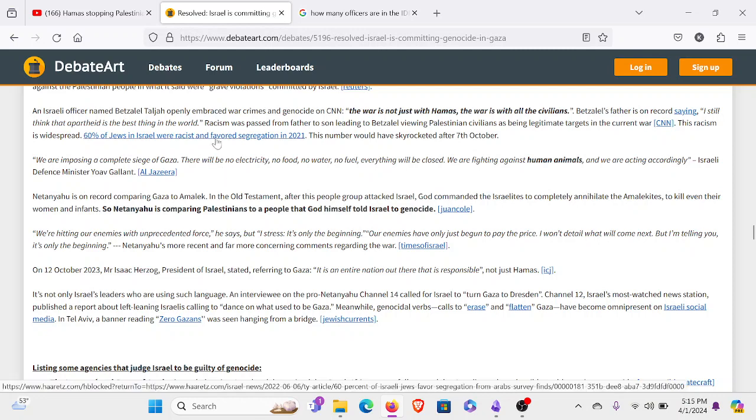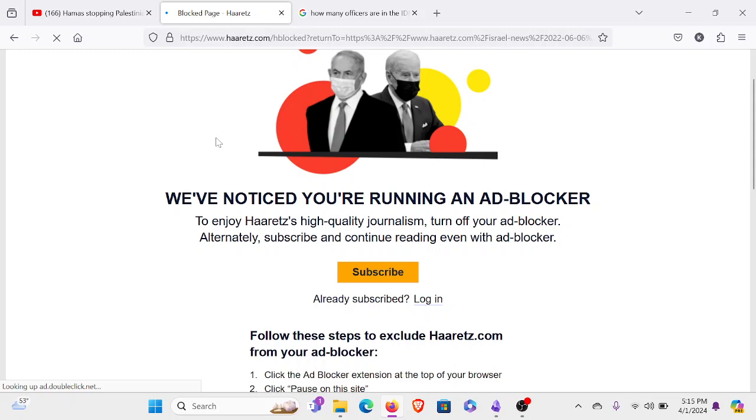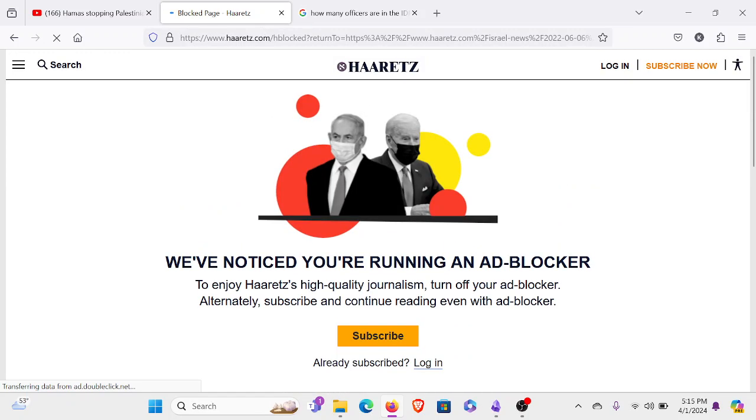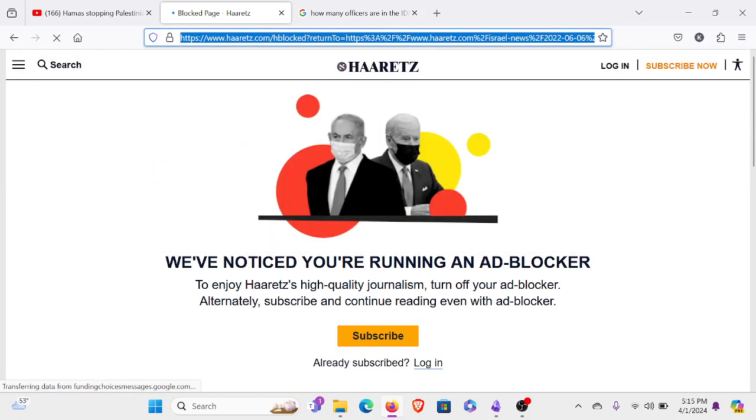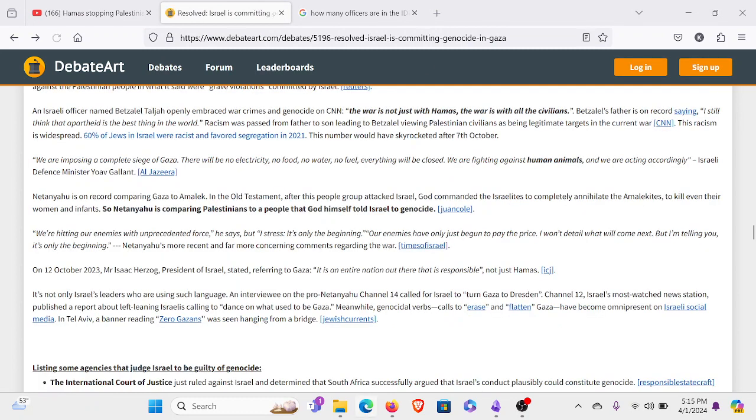And what does this mean, fair segregation? Let's just read. Blocked page. We notice you're running an ad blocker. I'm not running an ad blocker. Alright, let's go to a different web browser. We'll just go to a different web browser. That's fine.